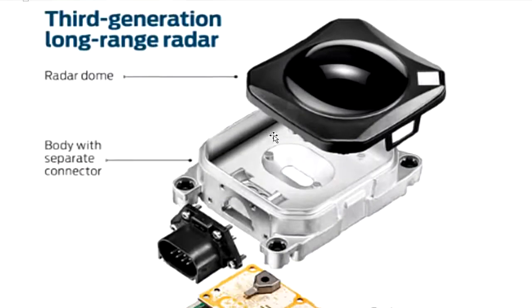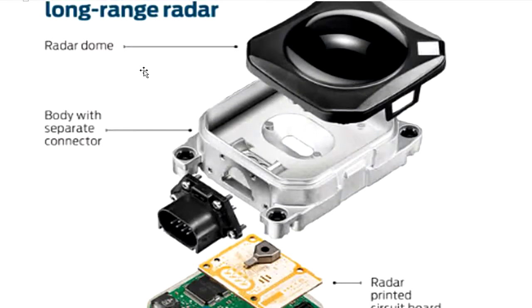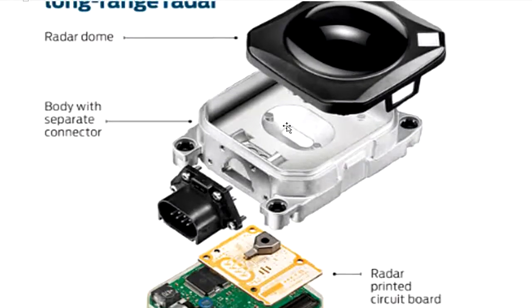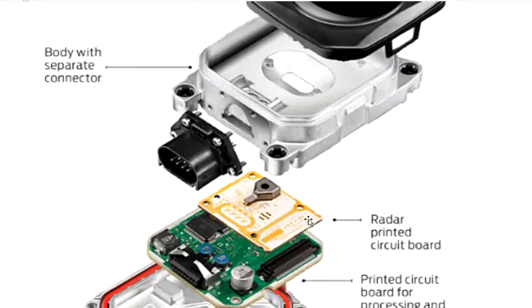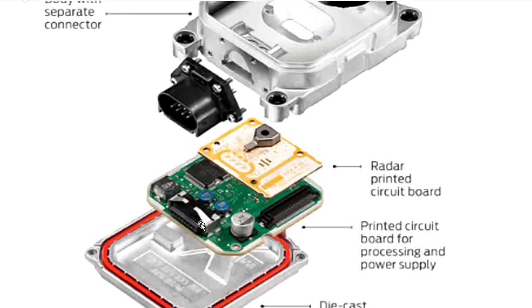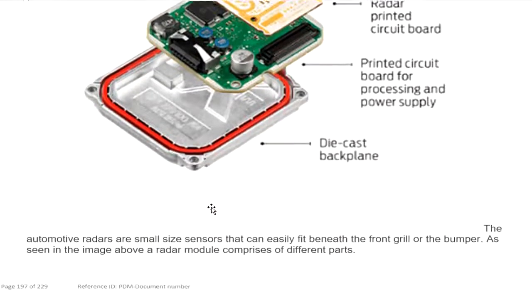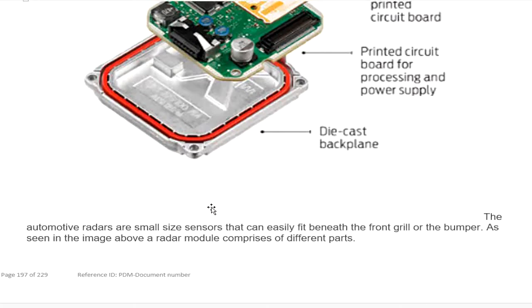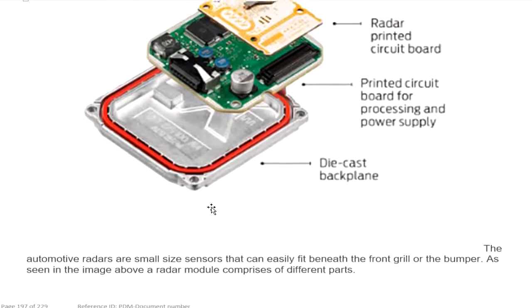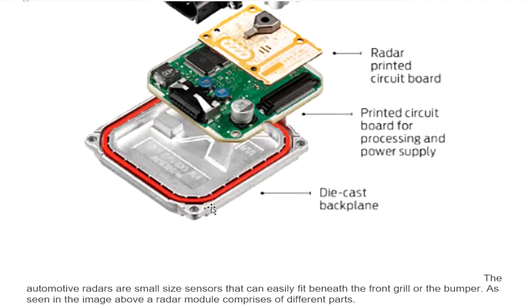The radar has a radar dome, and it has the radar's printed circuit board, and it has a digital signal processing board right here. Okay, and the automotive radar is a very small sensor that can easily fit in front of the grill or behind the bumpers.